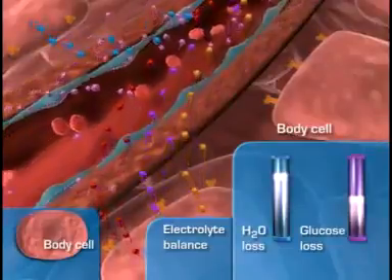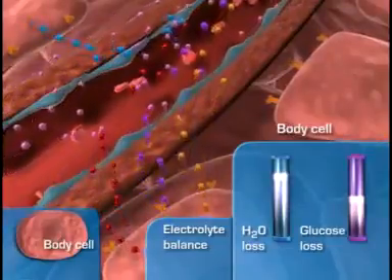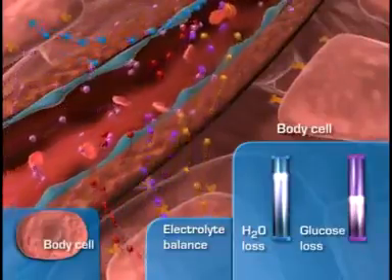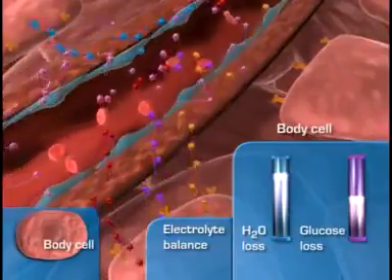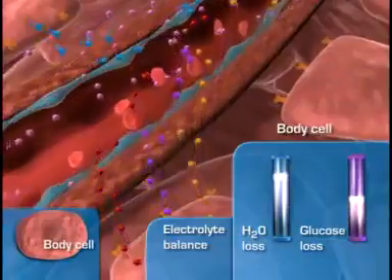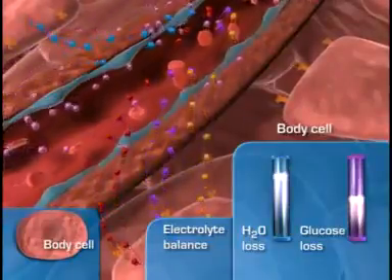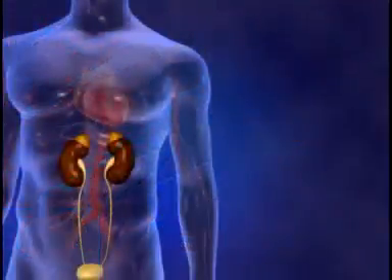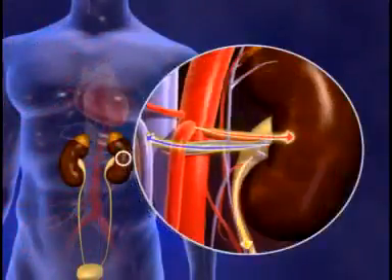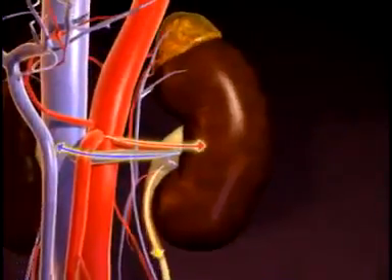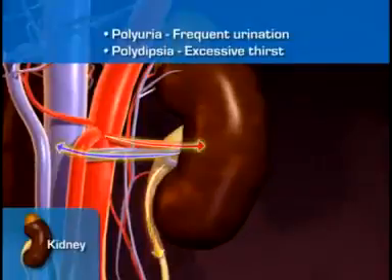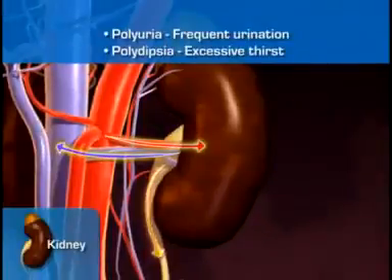Hyperosmolarity encourages even more osmotic diuresis. A deadly cycle develops as water loss exceeds electrolyte and glucose loss, perpetuating dehydration, which in turn exacerbates the electrolytic imbalance, and so on. Excess fluid is eliminated by the kidneys. Osmotic diuresis often leads to frequent urination called polyuria. Polyuria, along with polydipsia, or excessive thirst, are two common symptoms of diabetes.